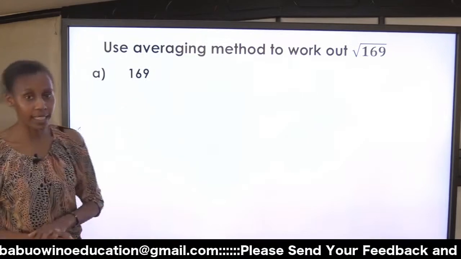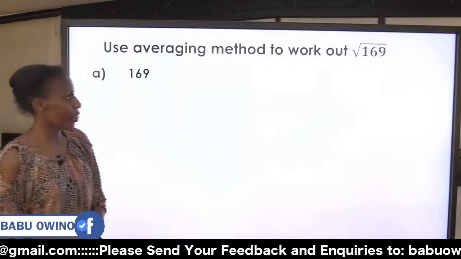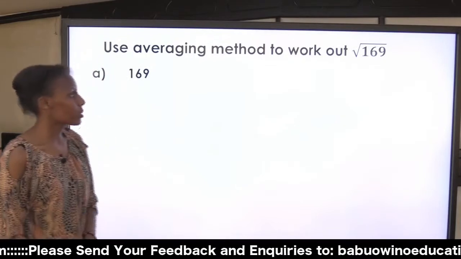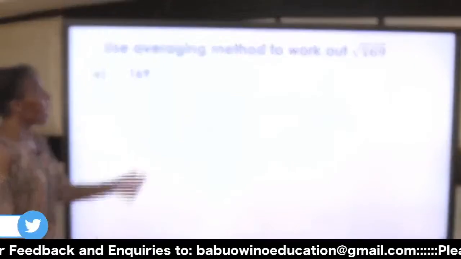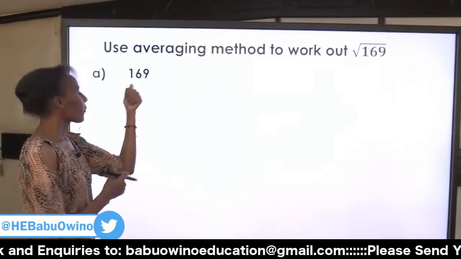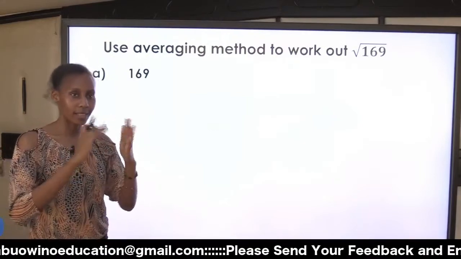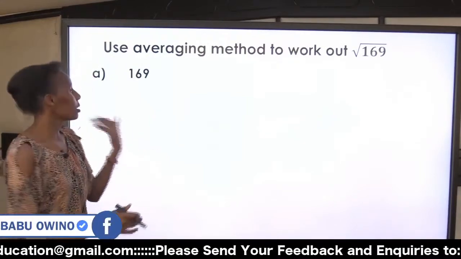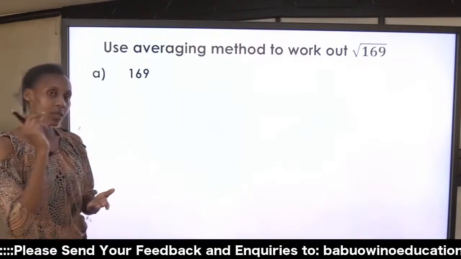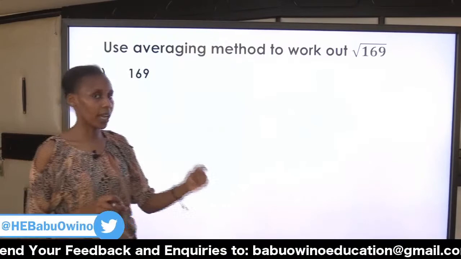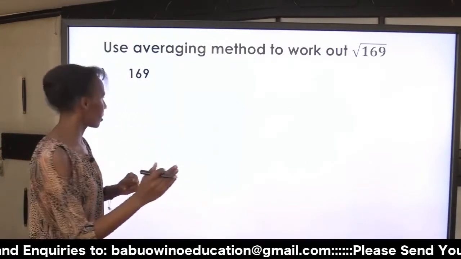So we have 169, and we want to use the averaging method to work out the square root of 169. As you can see, to decide the square root, we normally prefer using the squares of the multiples of 10. So 169, when I square 10, I get 100. When I square 20, I get 400.